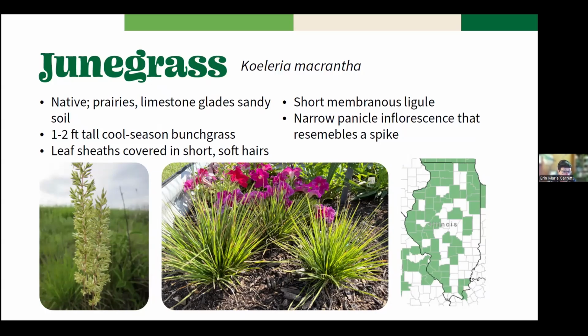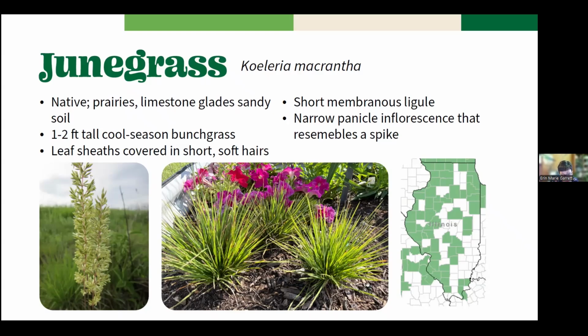The sheaths on this one are going to have some soft, short hairs. It's also going to have a short membranous ligule. And then it's going to have, again, a narrow panicle inflorescence that does resemble more of a spike. So we can see here, you might immediately say, hey, that looks like a spike. But if we were able to look, you'd see these short little branches in here holding those spikelets out.